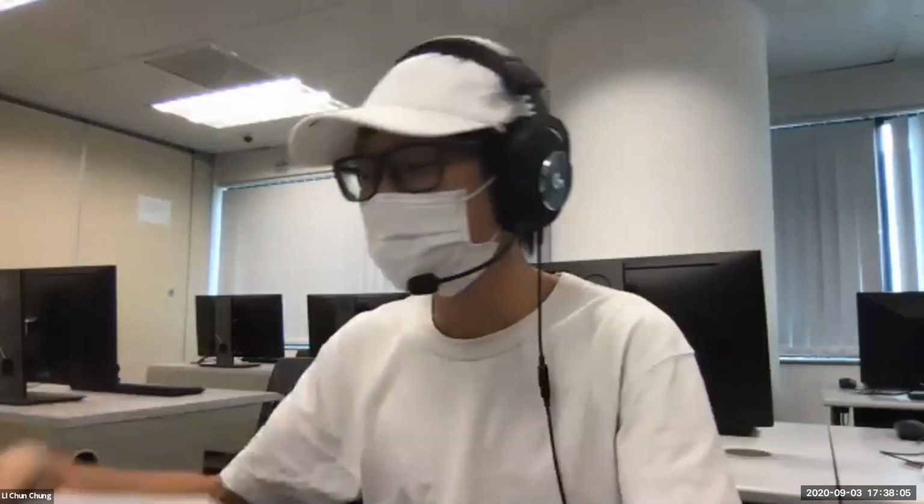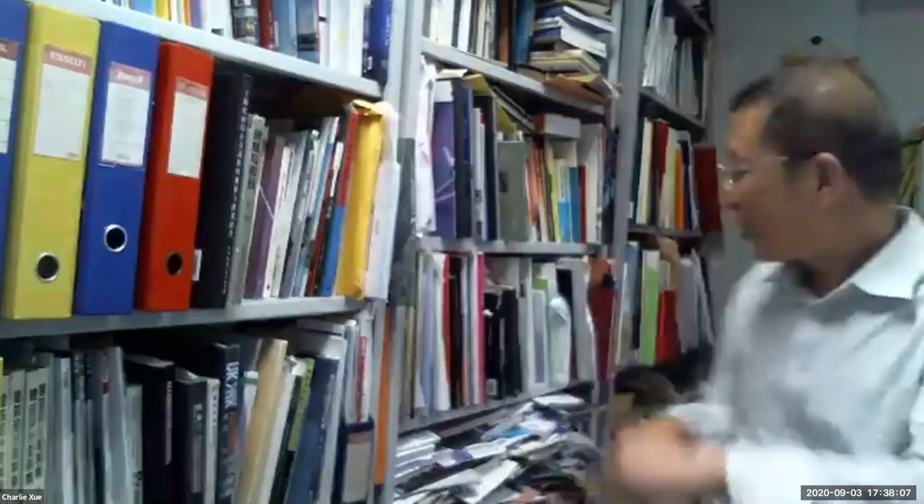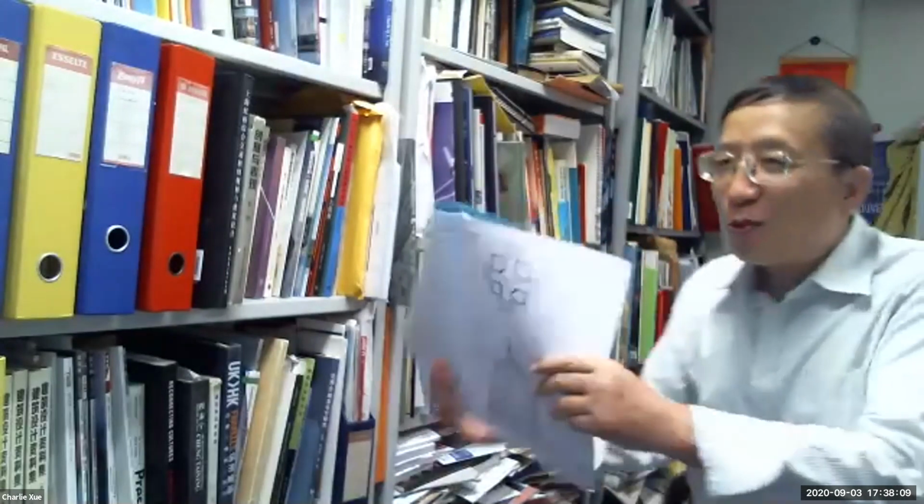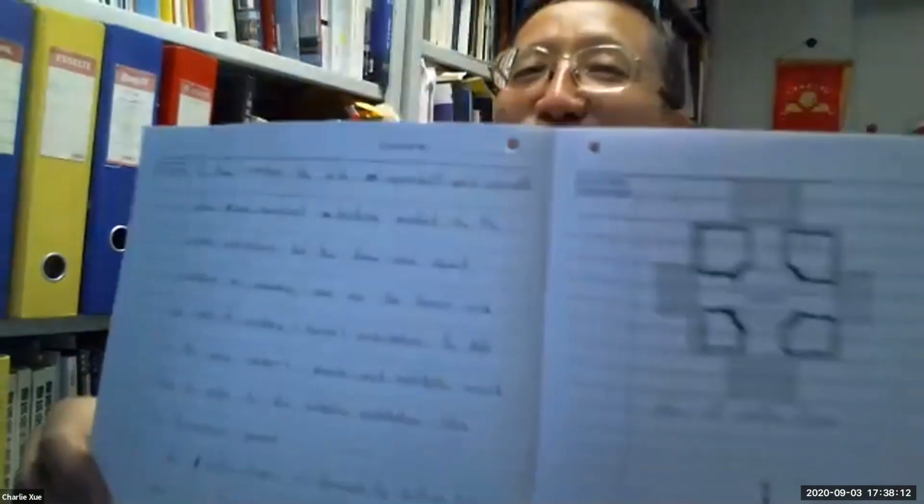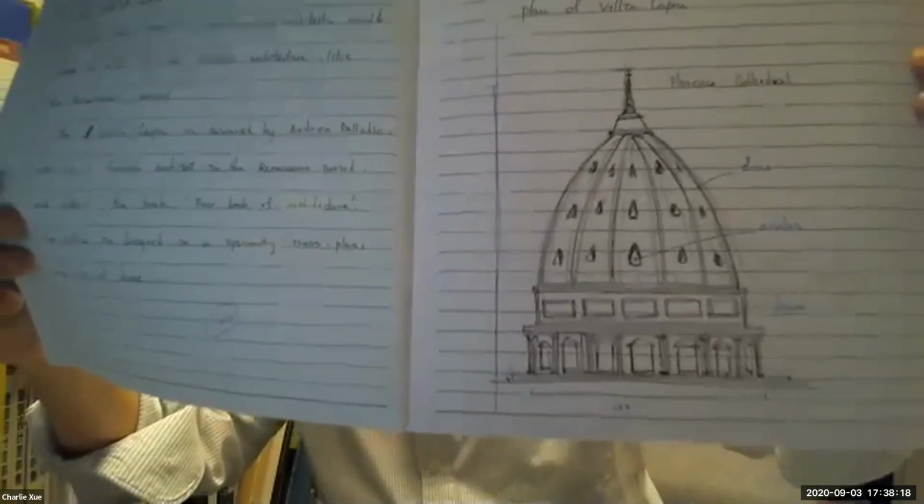Okay, no problem. Oh, Li Zhongcheng. Oh, very good. Okay, give a big hand, okay? Thank you very much, Li Zhongcheng. Very good, very good. Nice. I show you a student. This is one student's examination paper. And this is the plan. Can you see the roof? The dome. Wow. And yes, this is a past paper.